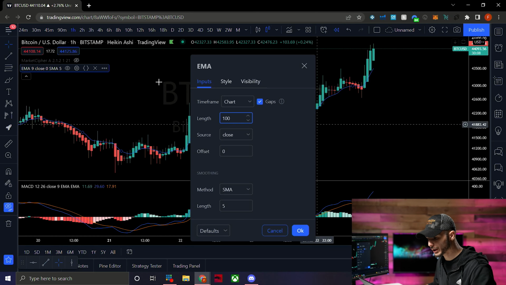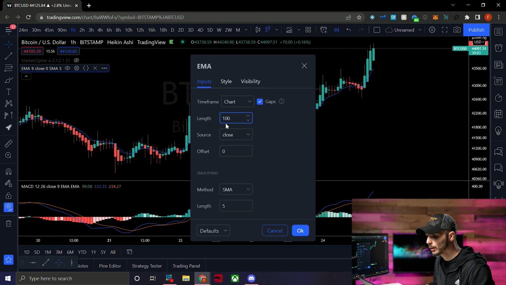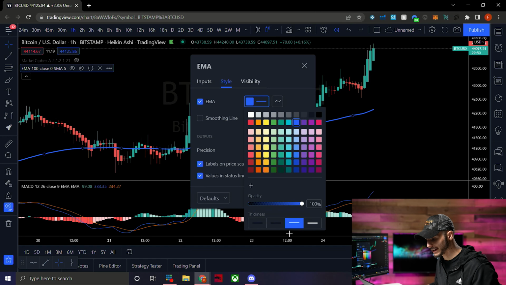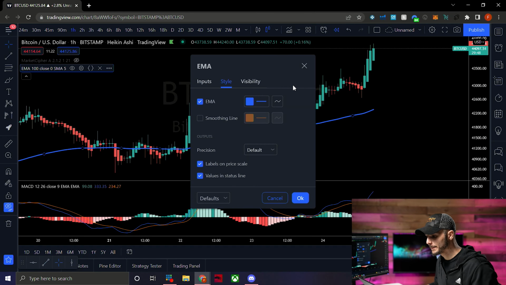So for this example, we're gonna use a 100 EMA, right? So it's gonna be somewhat medium term trades, and we're gonna use the 100 EMA for this, right? And then we're just gonna come to style, we're gonna click this, and I'm gonna make it a little thicker so it's easier to see, and then you can go ahead and hit OK.